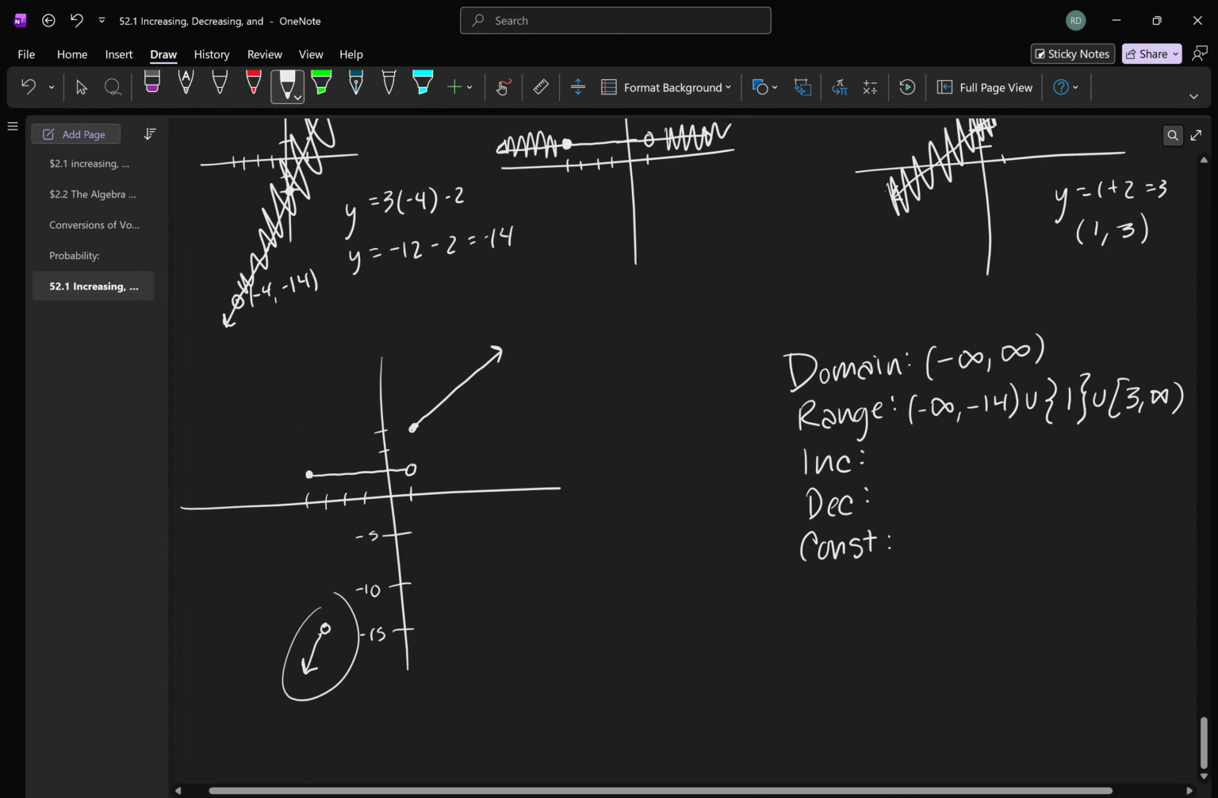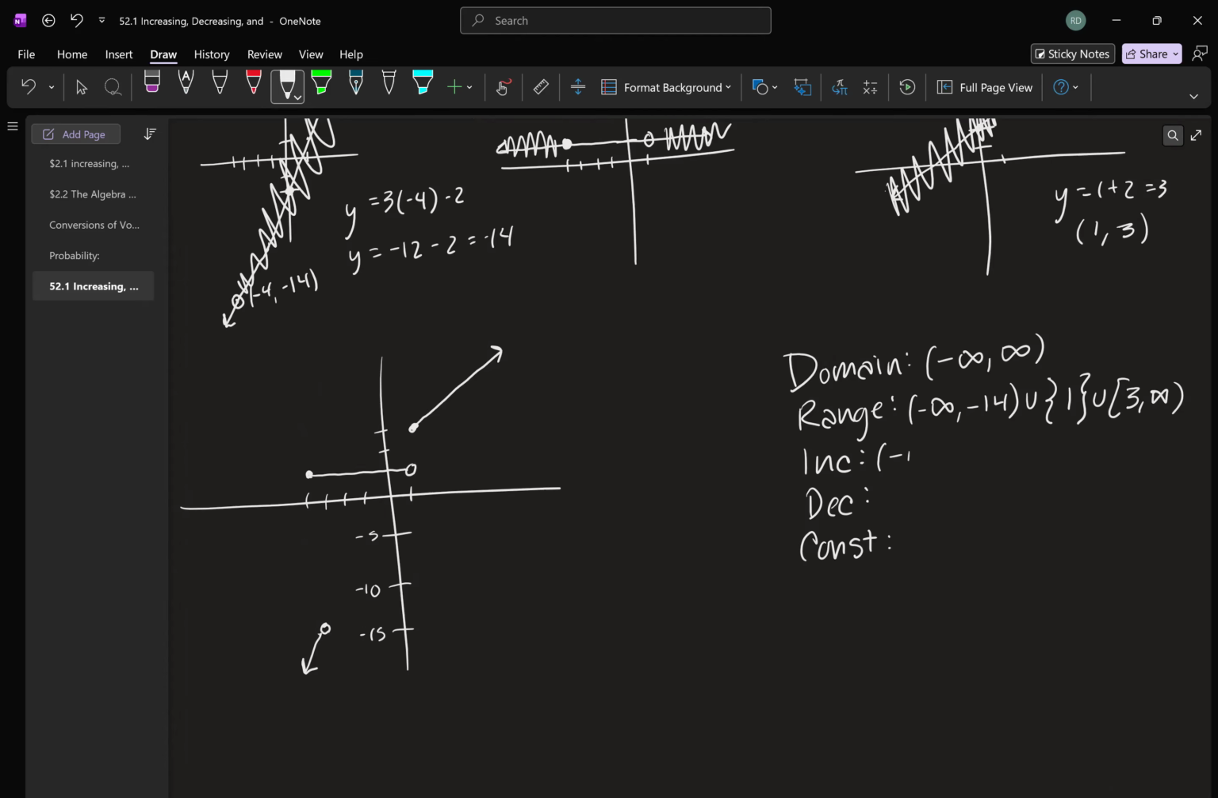Our intervals of increasing are going to be these 2 sections here. So using the domain, we have -infinity to -4. We always use soft brackets for increasing and decreasing. Union, 1 to infinity. And there are no points where we're decreasing, so you would put none there. But let's say I had a function coming down like this, then I would have a decreasing section here. And then constant is this section in the middle. So that's just going to be from -4 to 1.